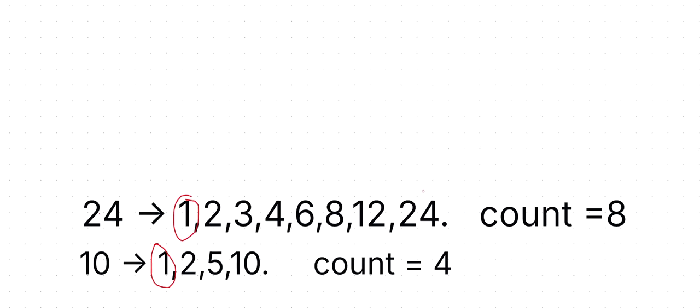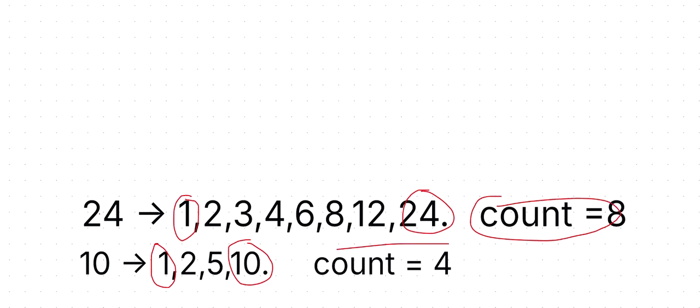So if you see 24, the last factor is always 24 only. And same for 10, the last number is 10, correct? And if you want to know how we calculate the factors, we just simply check whether we can divide 24 by 1 or not, same for 2, 3, 4, and all. So for 24, the count is 8, and for 10 the count is 4, correct?